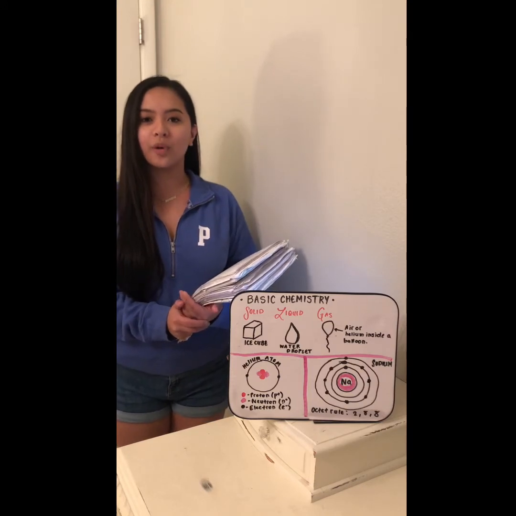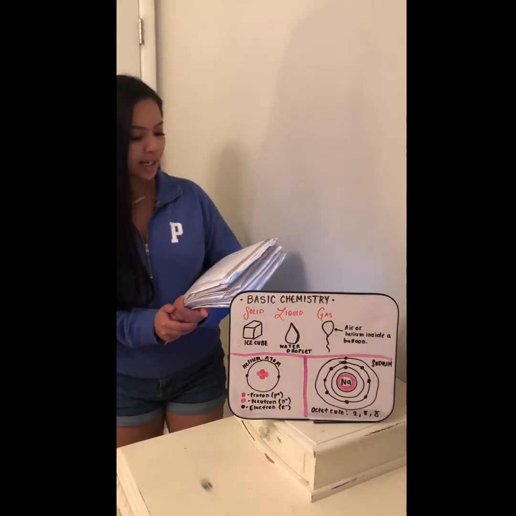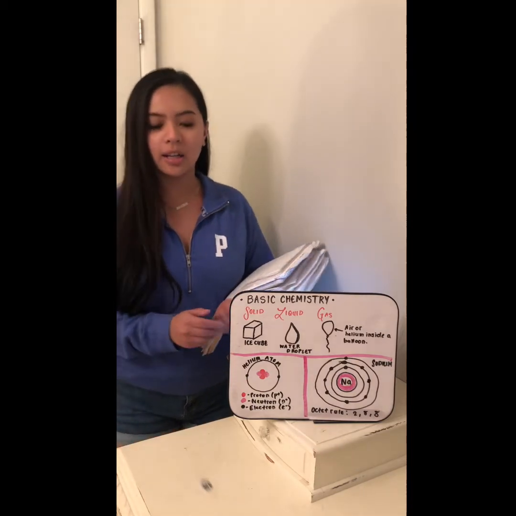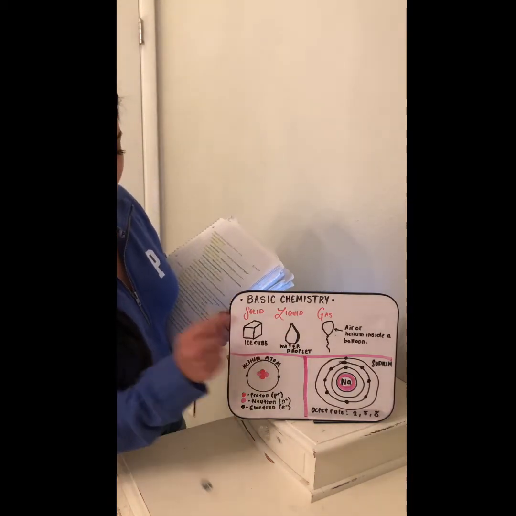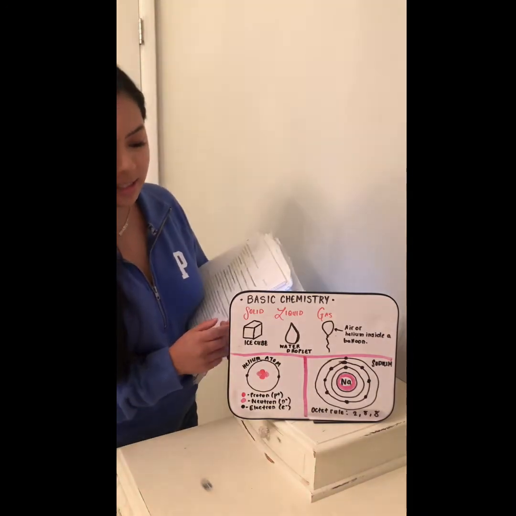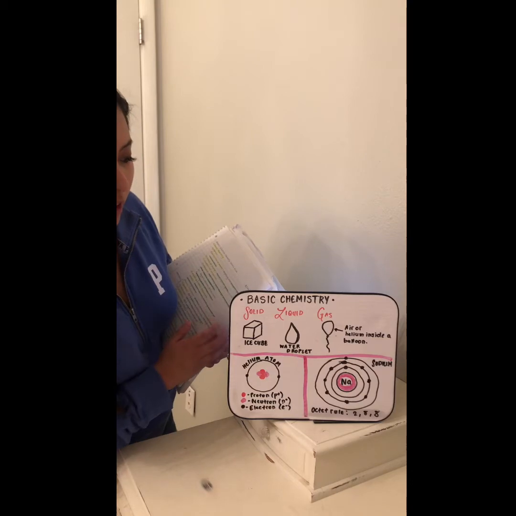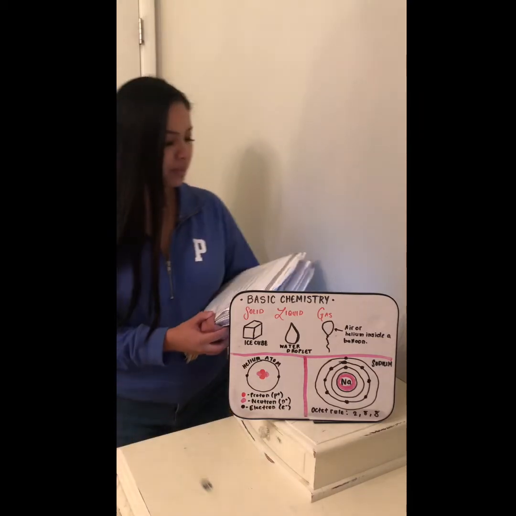First, we're going to start off with what is matter. Matter is anything that occupies space and has mass. States of matter include solid, liquid, and gas. An example of those three is an ice cube, a water droplet, and the air or helium inside a balloon.